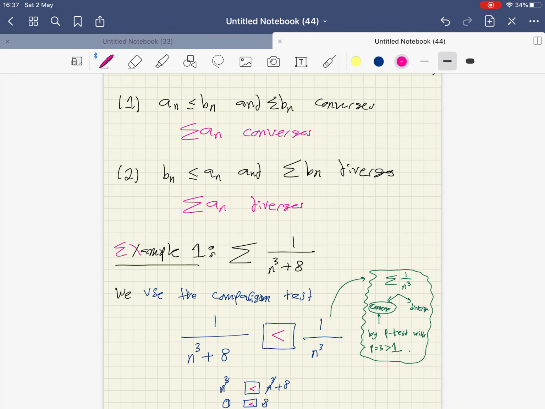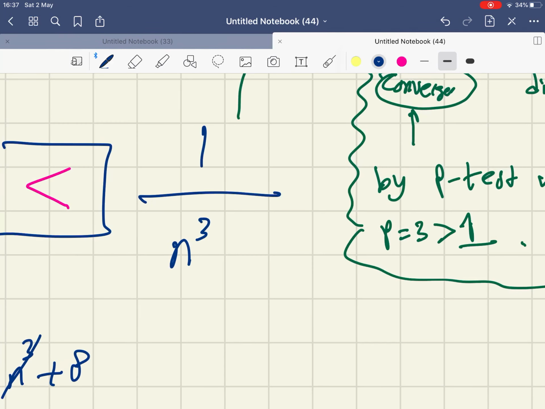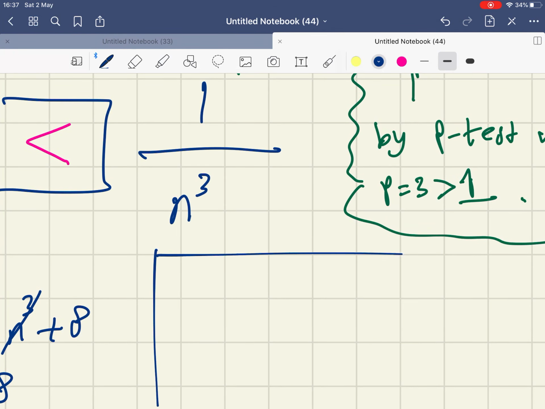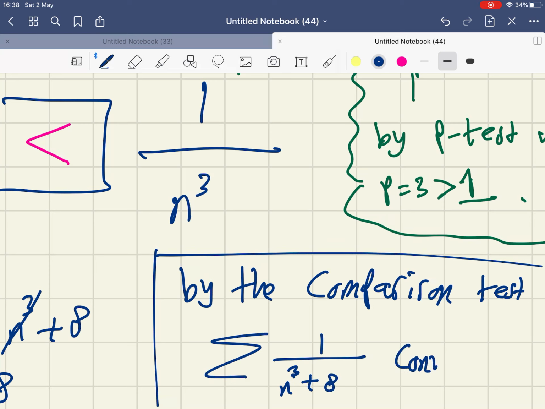Now, if the big one converges, and we find that this is the bigger one and it converges, what can you say about the small one? Of course, it converges. And that's what we will write here: by the comparison test, it converges.